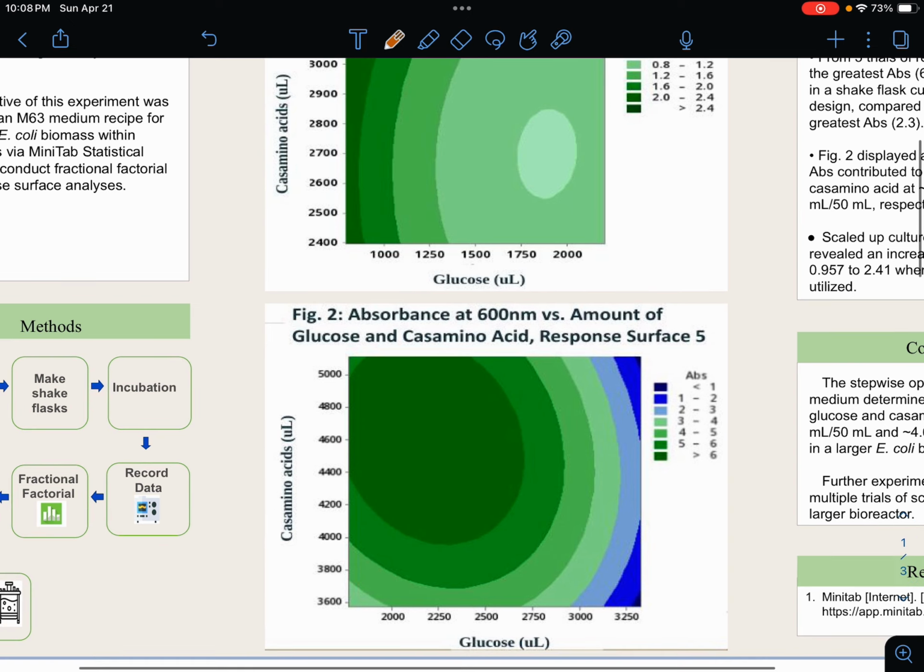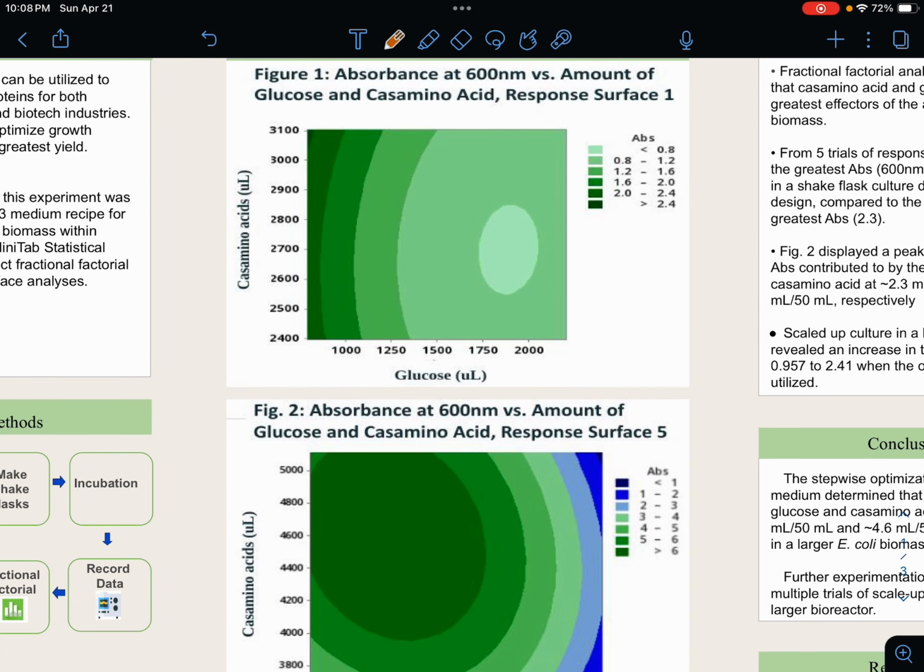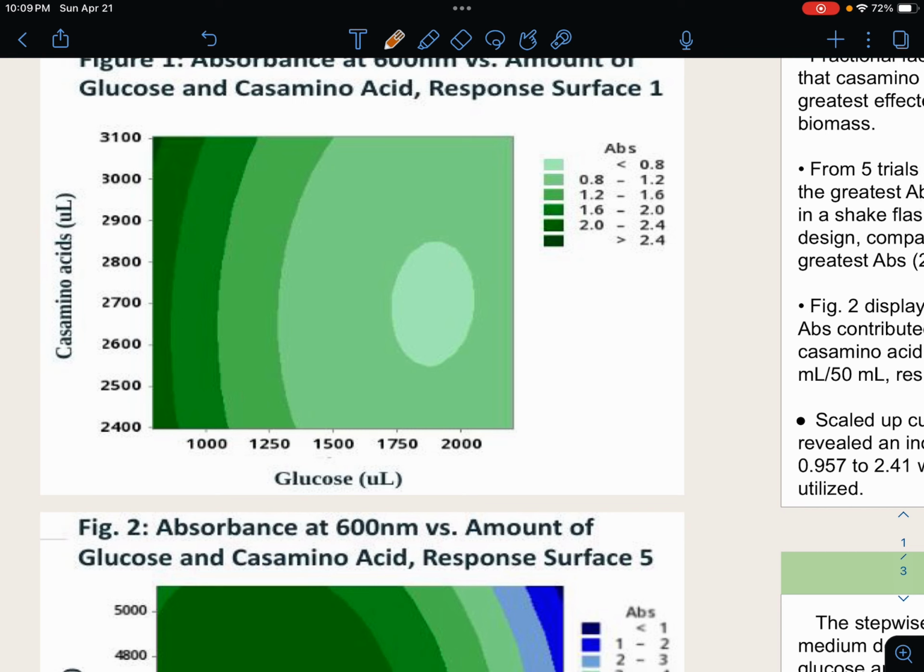With that being said, we did our response surfaces. We had to do 5 of them. So you have casamino acids on the y, glucose on the x-axis, and you're plotting absorbances. On the contour map, the light green is the lowest absorbance. On the first time we were doing it, it was like a 0.8 or less than 0.8, and then our highest absorbance, which is shown by a darker green, that was greater than 2.4. So on this contour plot, you would follow the dark green area, placing it around this top left corner, and from that dark green area, that's where the levels of glucose and casamino acid have to be in order to get that highest growth, highest absorbance.